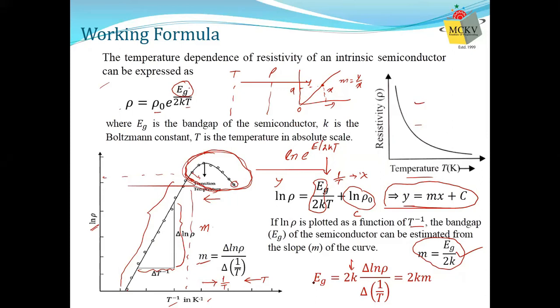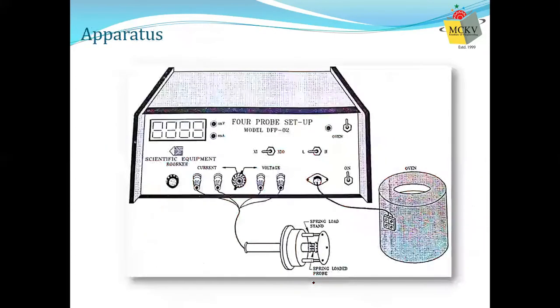But remember once again that this graph is not passing through origin. It has some intercept. Be careful. These are the apparatus we require.